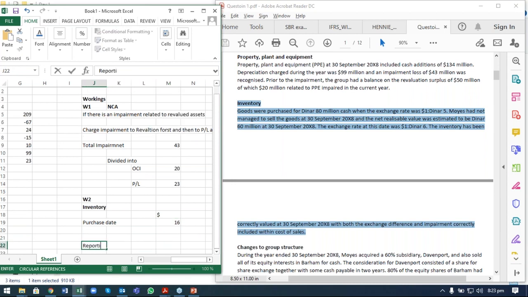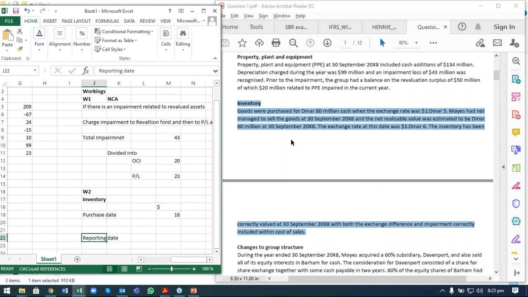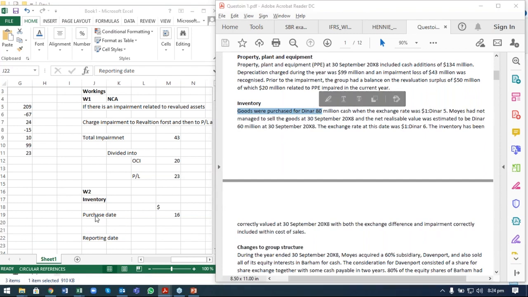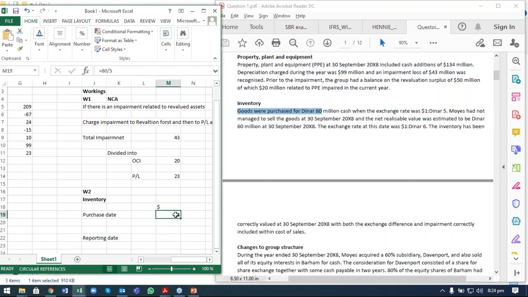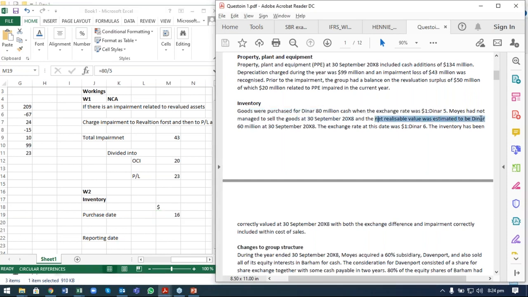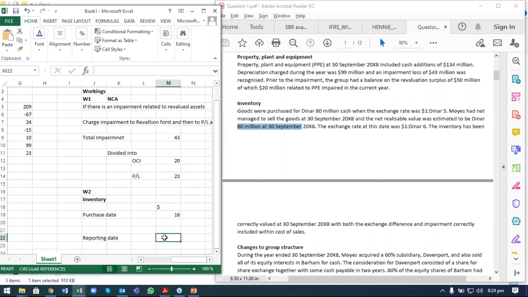What about the value of this inventory on the reporting date? The company has purchased these inventories for 80 million dinars, that equals $16 million, right? But Moyers had not managed to sell the goods at 30th September 2008, and the net realizable value is estimated to be 60 million dinars. But what was the exchange rate over here? The exchange rate was $1 equal to 6 dinars. So the value of this inventory at reporting date would be $10 million.